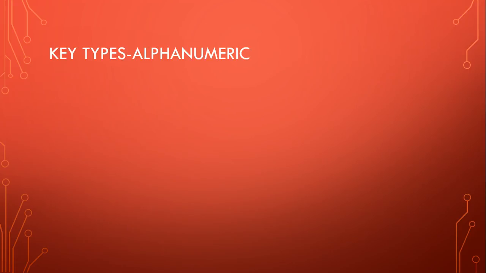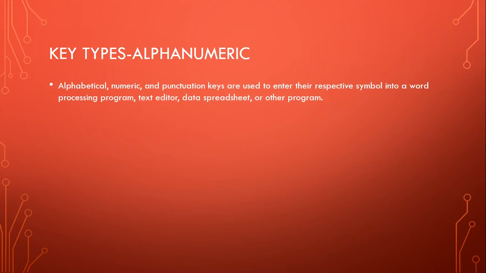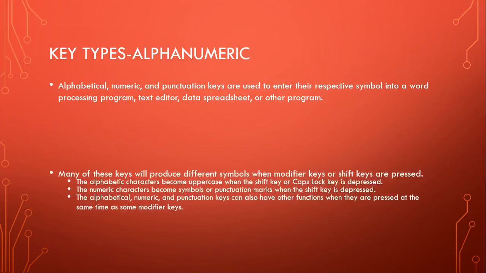All right, next let's talk about some key types. The first, of course, is the alphanumeric. Alpha meaning letters and numeric meaning numbers. Alphabetical, numeric, and punctuation keys are used to enter the respective symbol into a word processing program, a text editor, data spreadsheet, or any other program.